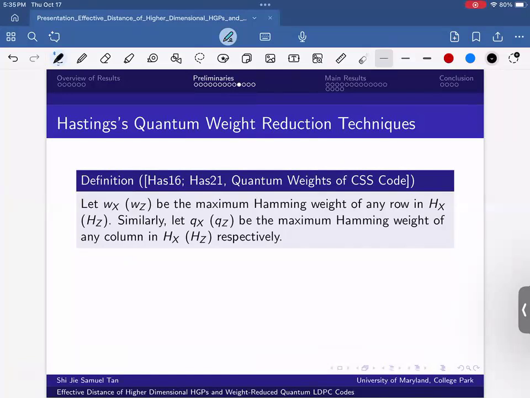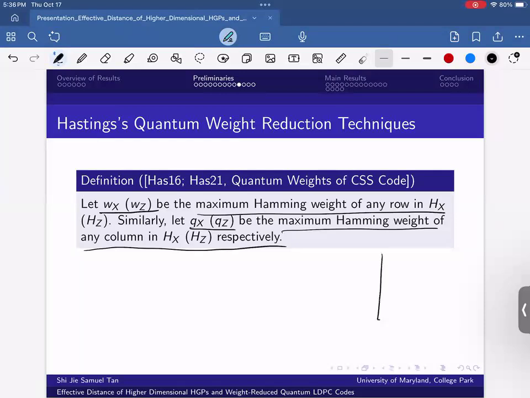So start off with some notation. Wx and Wz will be the maximum Hamming weight of any row in Hx and Hz. Then Qx, Qz will be the maximum Hamming weight of any column in Hx, Hz. The weight of the row itself, you can think of as the number of qubits that each check at most acts on. So it's the max weight out of all the rows. And then Qx or Qz will be the maximum number of generators of either the X or Z type that act on any qubit. Does that make sense?